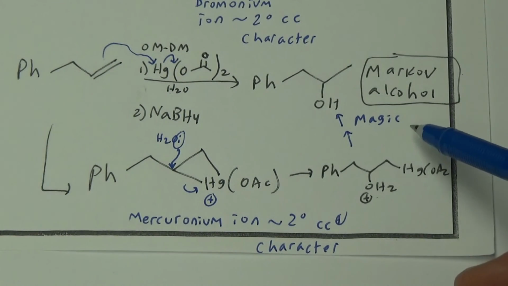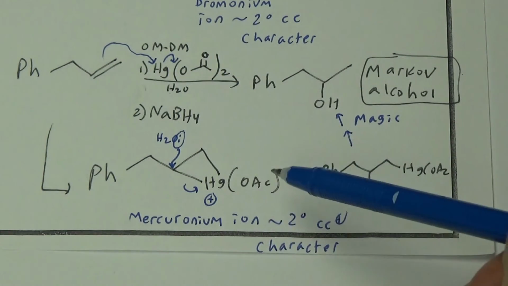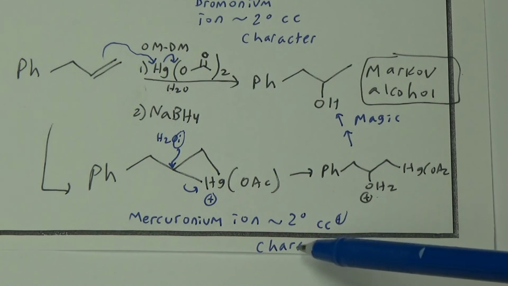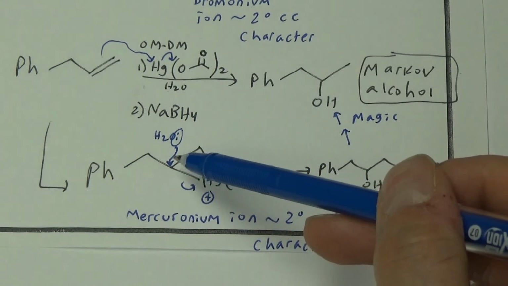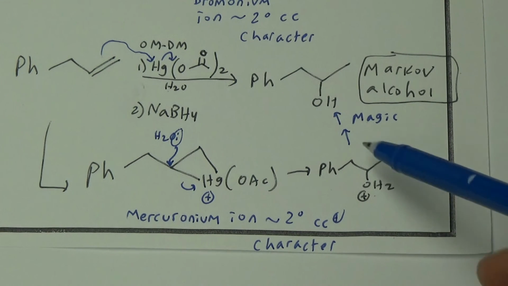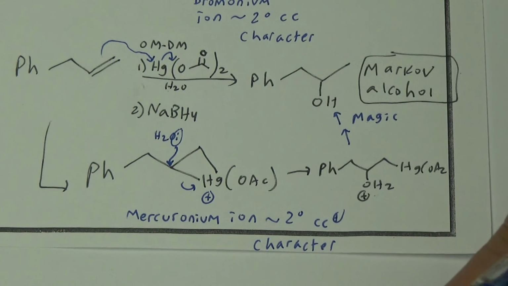Okay, but the basic idea: the alkene attacks. You get a mercuronium, which is kind of secondary carbocation-like. Water attacks that, and now most of the hard work's done, and all you have to do is lose a proton and lose a mercury, and then you have your product, and that's why it's a Markovnikov reaction. Okay.